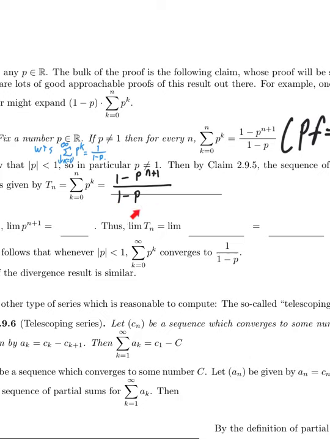So let's just think about what you would need to do to take this limit. So that's a constant, that's a constant, that's a constant. There's the only n I see. As n goes to infinity, p to the n plus 1, well, that's multiplying a bunch of times by a number that's less than 1. So that limit will be 0. So the limit of this whole thing, by limit laws, will be 1 minus 0 over 1 minus p. That's all I need.